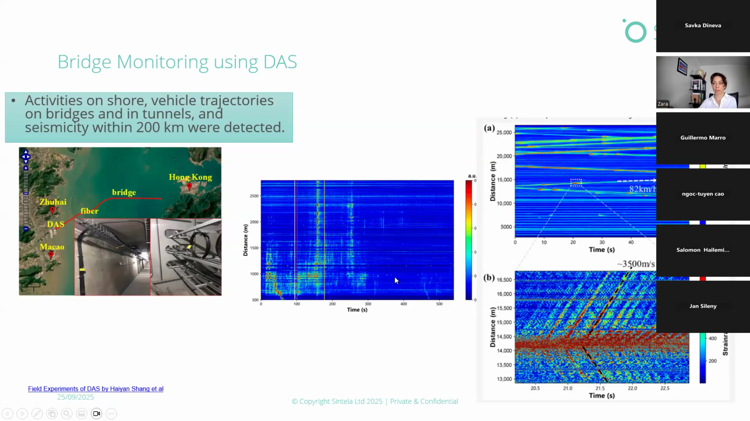And there were some measurements of seismic activity within 200 kilometers. These are seismic events of magnitude 1 to 2 that were recorded on that fiber on the bridge. They were also looking at the maintenance of the bridge, the vibrations, the distances between the bridge piers, and the speed of the vehicles, so that maintenance can become a routine. So that was an interesting paper as well. I have the link below if you're interested to read more about it.